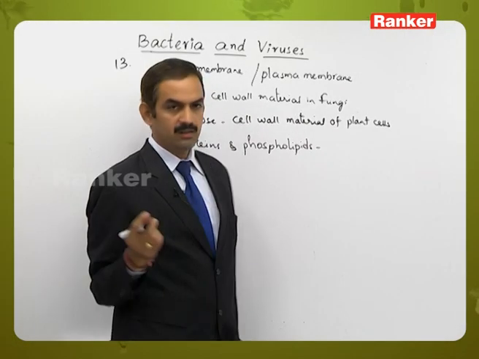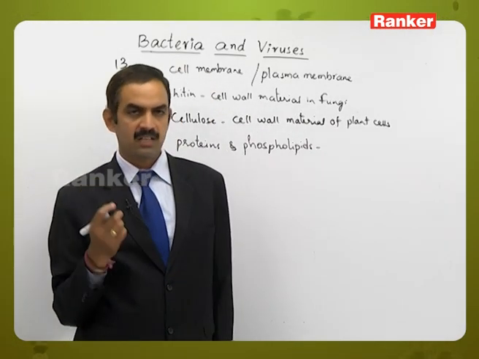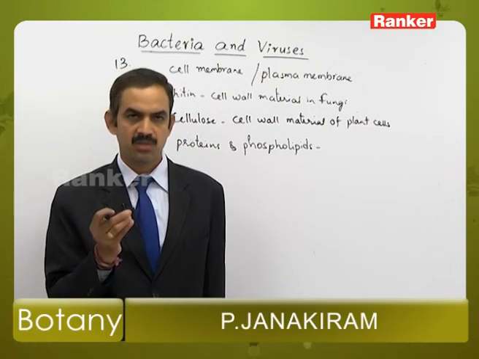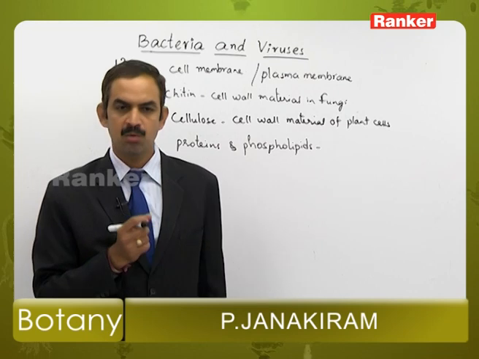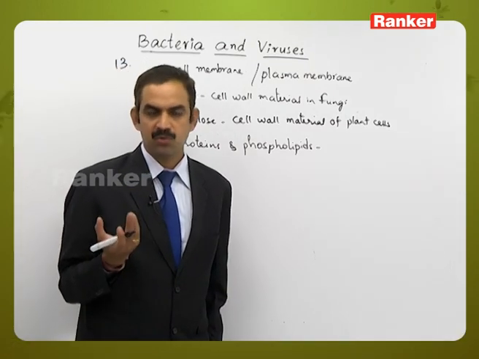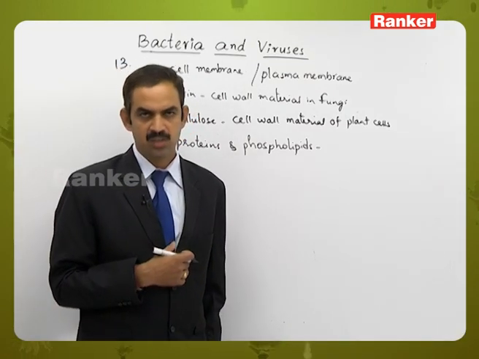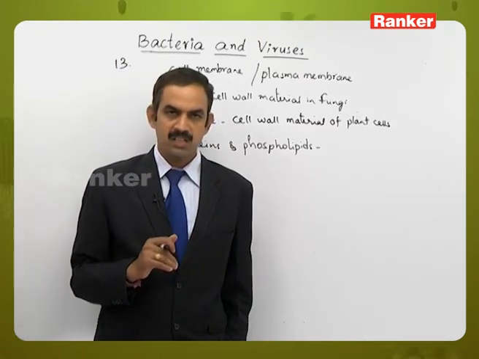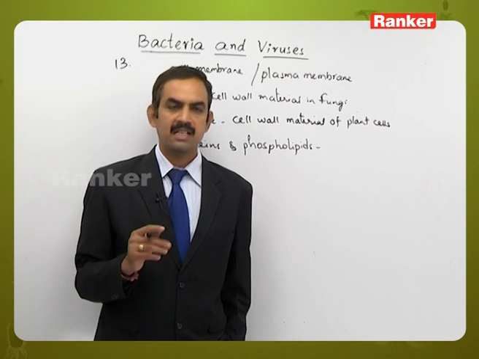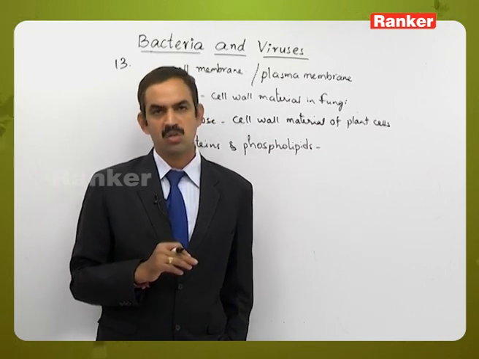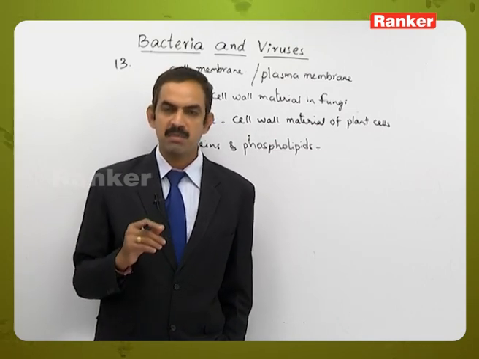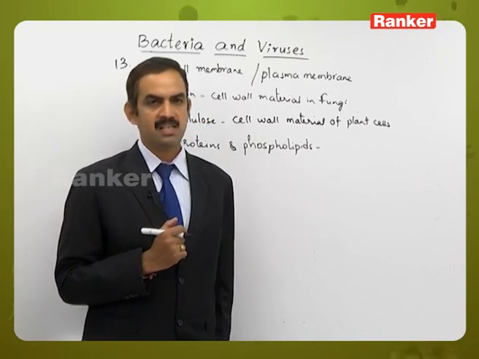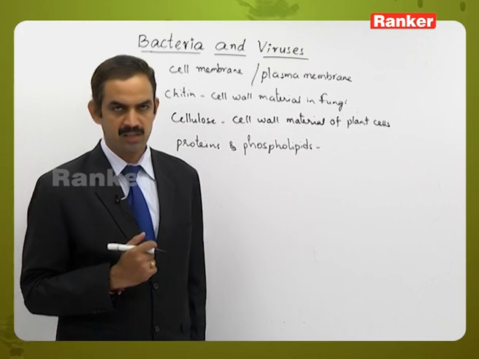Actually, if you take any living organism, the basic composition present in the plasma membrane is proteins and lipids, and of course the lipids contain phosphate molecules, so we call them phospholipids. As bacteria is also a living organism, it also contains the plasma membrane just below the cell wall. That plasma membrane is made up of proteins and phospholipids as in other living organisms.